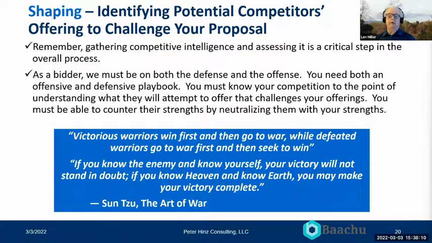One of the important parts is to learn that you have to understand how a competitor might be challenging your proposal. Remember, it goes back to early on, really gathering the competitive intelligence on your competitors and assessing them as many steps along the way as you can. As a bidder, you've got to remember to be on both sides, defense and offense.